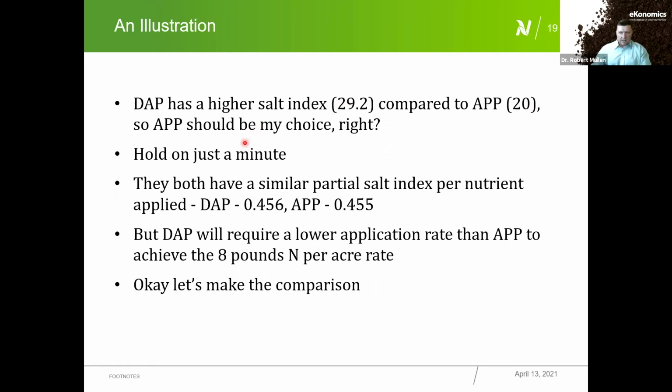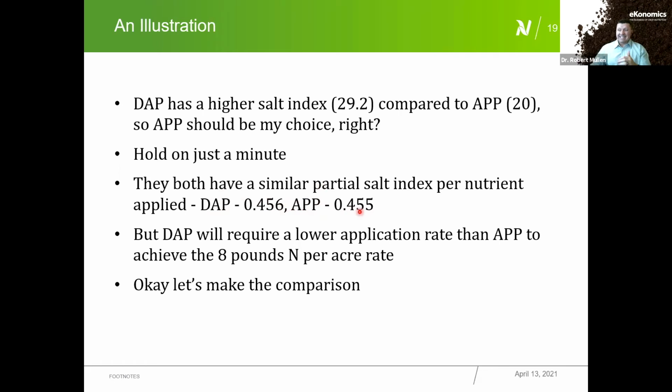Well, hold on just a minute. They both have a similar partial salt index per nutrient applied. Now, this is a full accounting of the nitrogen and the phosphorus. I will tell you if I'm just accounting for the phosphorus or just the nitrogen. For all of the illustrations that I provide, there is one where I show you both ways, just to show you it doesn't matter. You get the same answer, but you just have to make sure of the approach you're using. But for almost everything that I do, I'm assuming I'm accounting for the nitrogen and the phosphorus in this material as well.